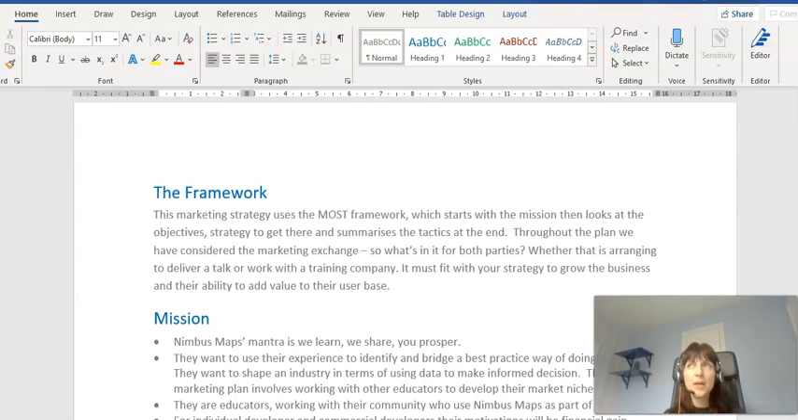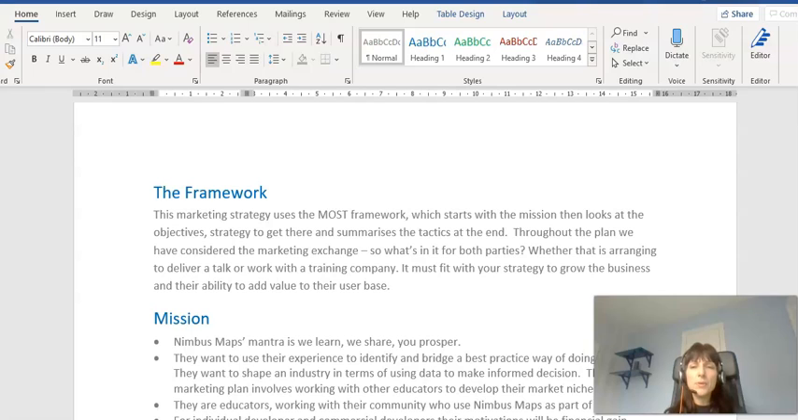So we used the MOST framework, which I discussed last week as the one that I feel is very practical for small businesses. And we also looked at the concept of the marketing exchange, which I introduced last week. So what's in it for the client and what's in it for Nimbus, and it needs to make sure that that works throughout the whole of the process, all their marketing activities.